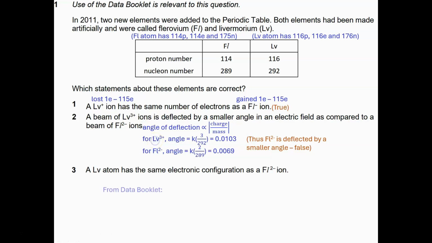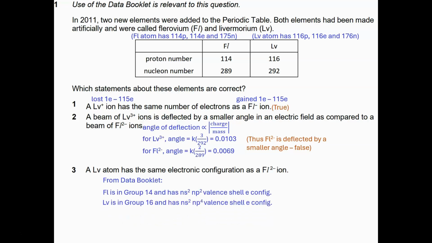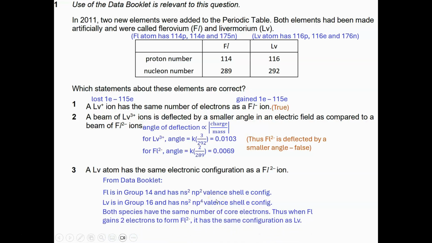Third statement, from the data booklet, we note that flerovium is group 14, and thus the valence shell electronic config is ns2np2. Livermorium is group 16 and has ns2np4 valence shell electronic configuration. And furthermore, these two elements are in the same period, so they have the same number of core electrons. That means the inner shell electrons, both of them have the same number.